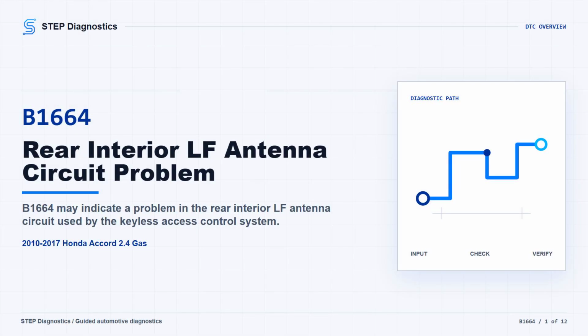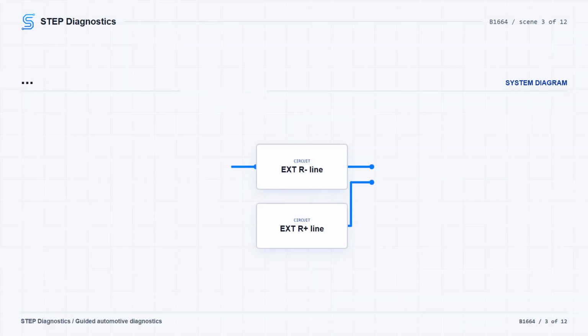On this Accord, B1664 is handled through the keyless access control unit. In plain language, this code may point to a problem in the rear interior LF antenna circuit used by the keyless access system. The driver may notice keyless access or push-button start behavior that is intermittent or not working as expected. The possible fault areas can include the rear interior LF antenna, the EXDR plus and EXDR circuit wiring, connector condition, or the keyless access control unit itself.